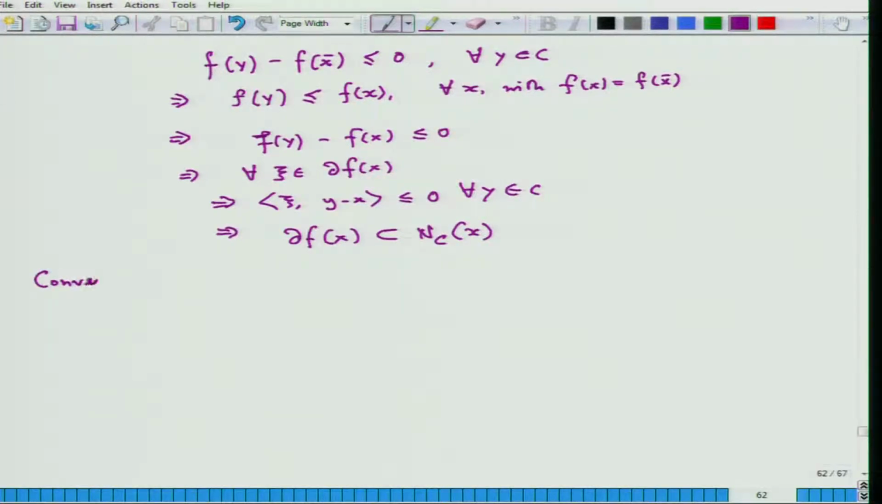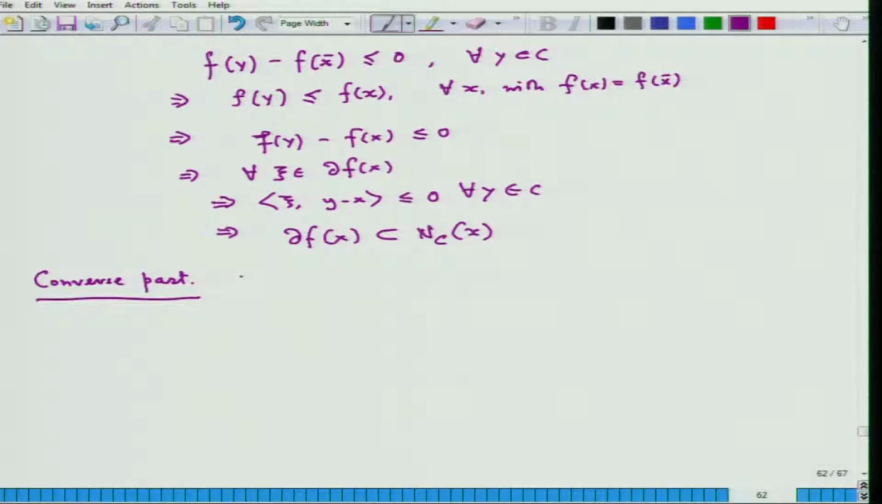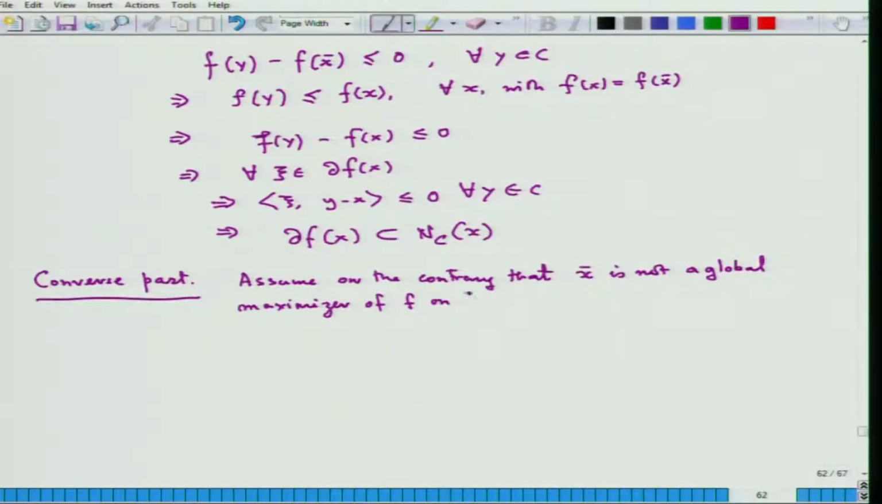So now we have to look at the converse part. Again we will use one of the biggest weapons of proving things in mathematics, which is proof by contradiction. So in this case we will assume, on the contrary, that x bar is not a global maximizer of f on C, which means there exists x hat element of C such that f of x hat is strictly bigger than f of x bar.